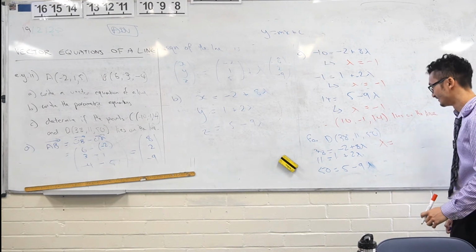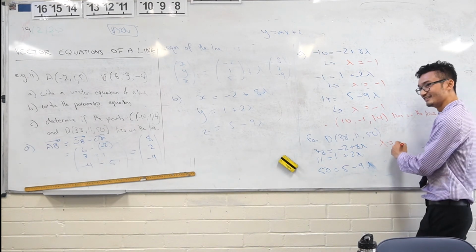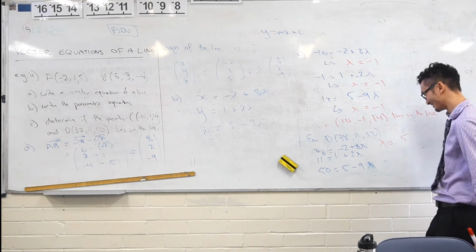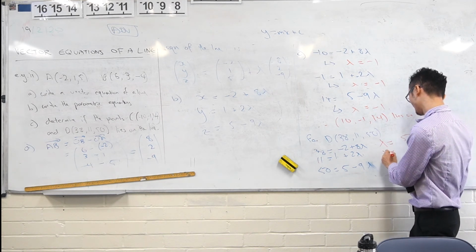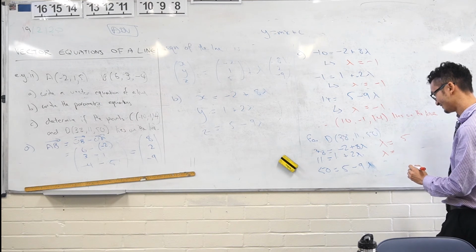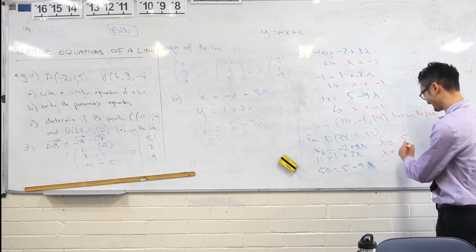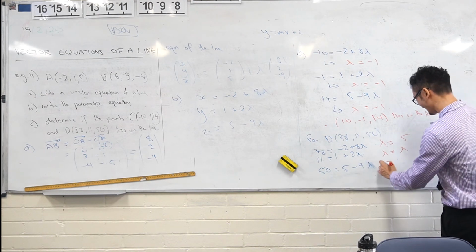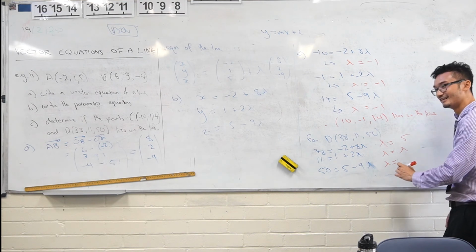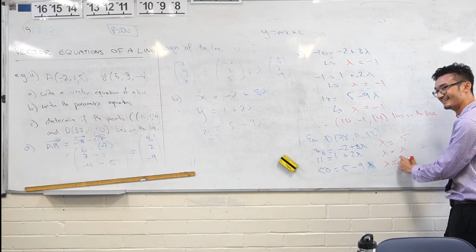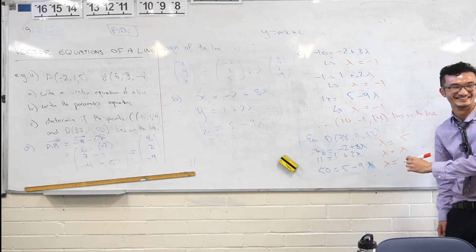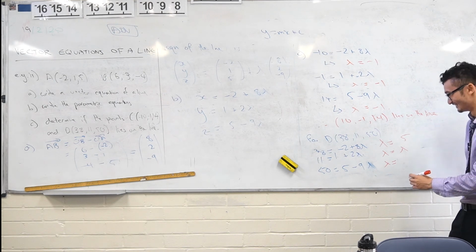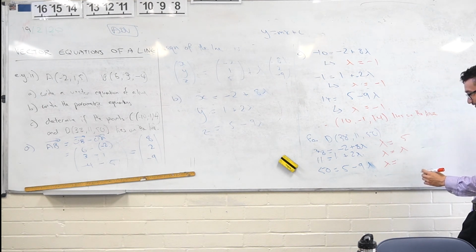So if we add 2, what's 40 divided by 8? That's a solid 5. We're looking good. And we're going to get 11 equals 1 plus 2 lambda, that's 5. And here we go, 50 equals 5 minus 9 lambda. We've got to be 45 divided by 9, minus 5. What's going on there? Yeah, it is minus 5. So that's not right.